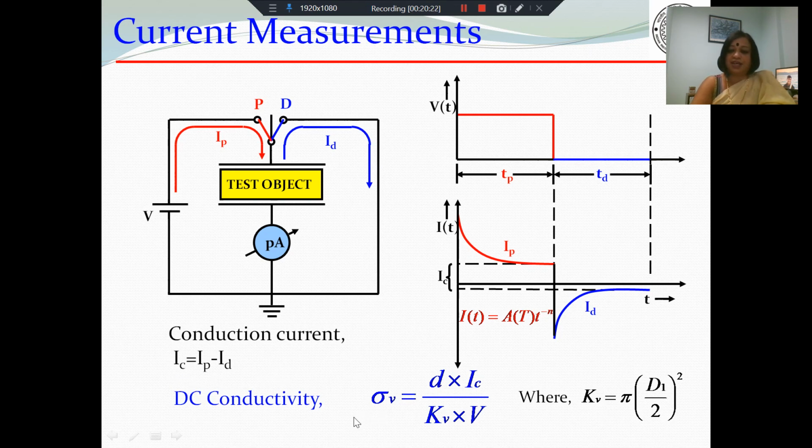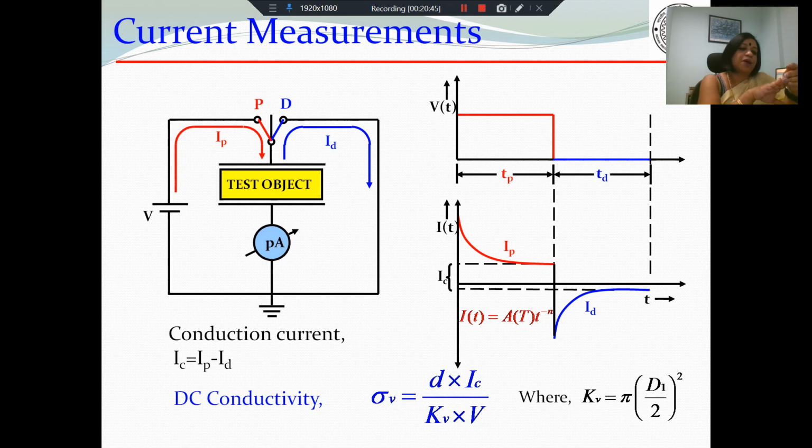From this, the DC conductivity can be calculated as sigma = (V_D / I_C) x kV / V, where kV is equal to pi d1 squared by 2. So this is a much more careful measurement. We are aware that we are working with very small values, and we are working with times which are not well known and which can be very large. So therefore, we should do polarization and depolarization current measurements.